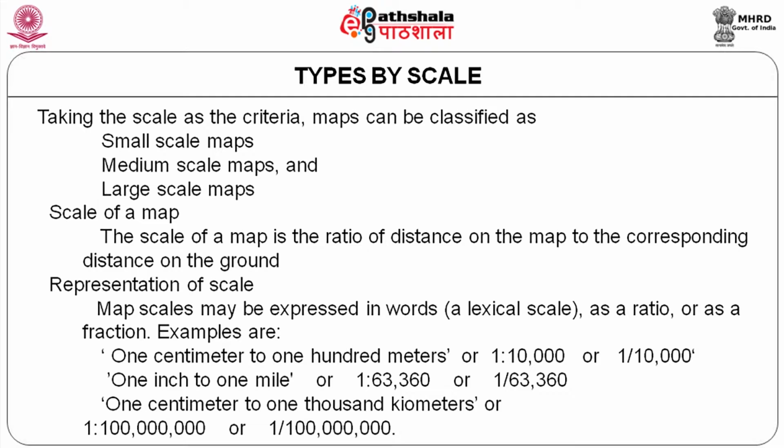Or 1 inch to 1 mile. In fact, this was the scale which was prevalent for a long time, 1 on 63,360. For a very long time they were using it. Either it could be like this, or it would be the fraction 1 by 63,360, or it would also be 1 centimeter to 1000 kilometers, or this is 1 on 100 million. So scale can be represented in various ways.